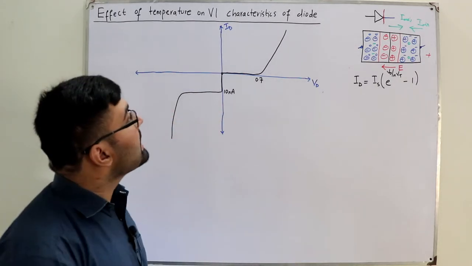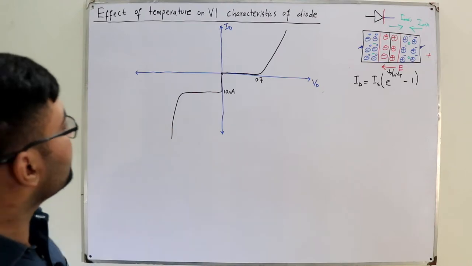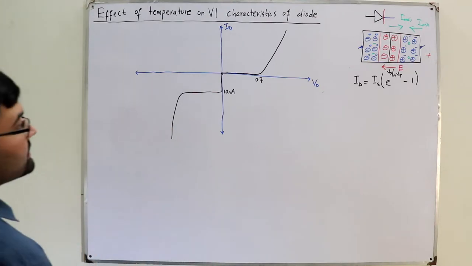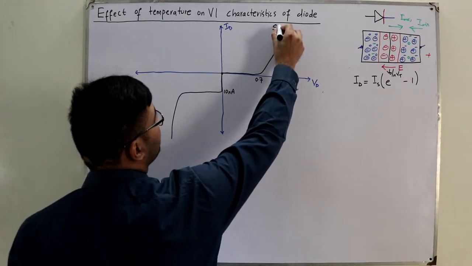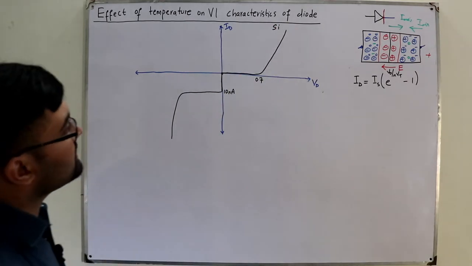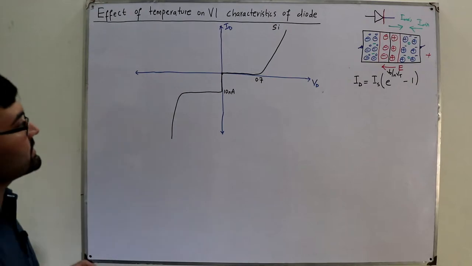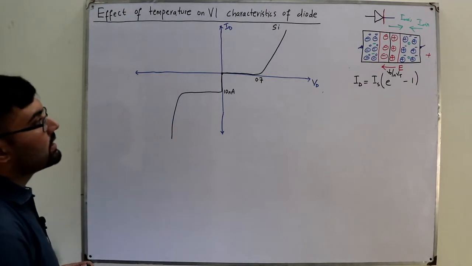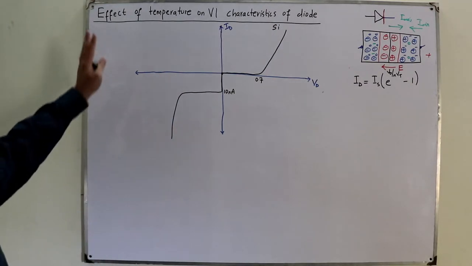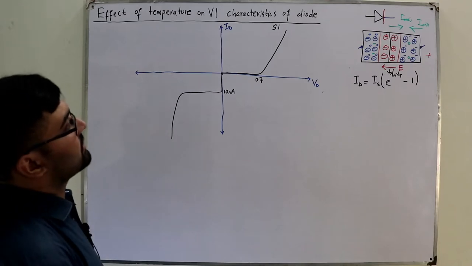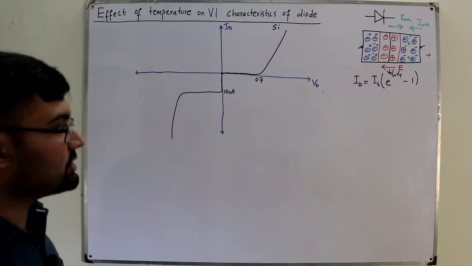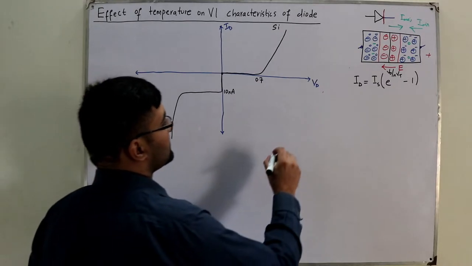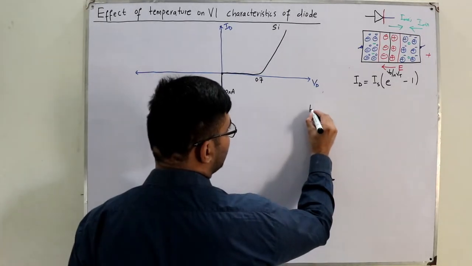Now this graph I have taken is for silicon. You could see from the barrier potential that this graph is taken for a silicon diode. Barrier potential is 0.7 and the reverse saturation current is shown as 10 nanoamperes. Now we see the effect of temperature. What will happen if we change temperatures? First we see the forward bias region.